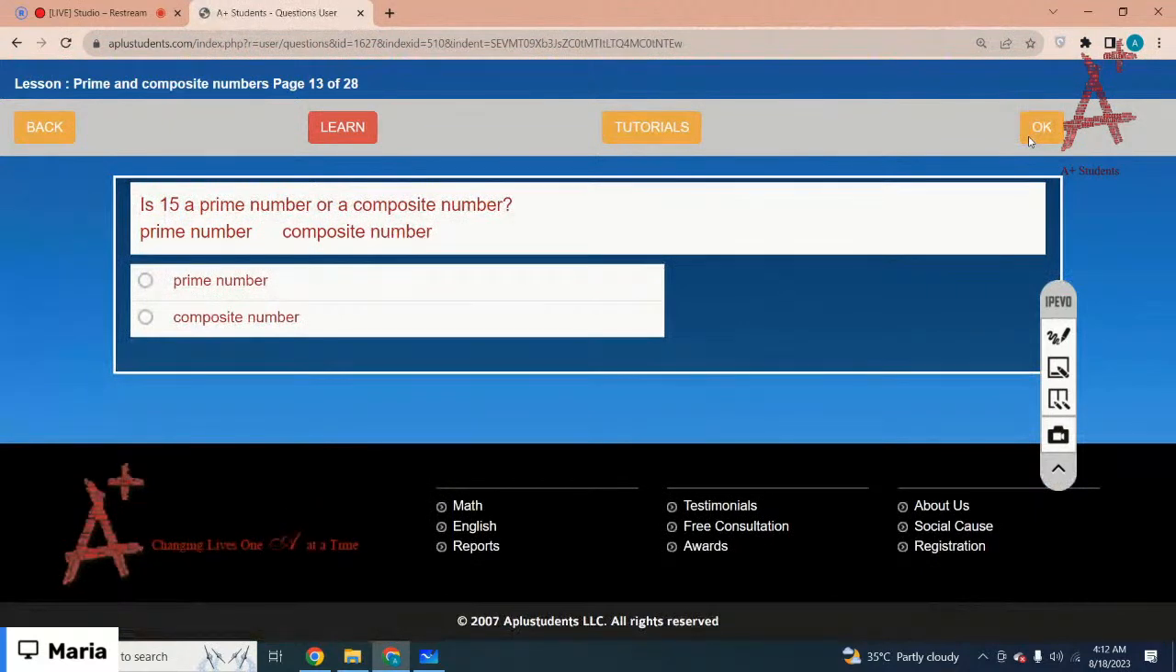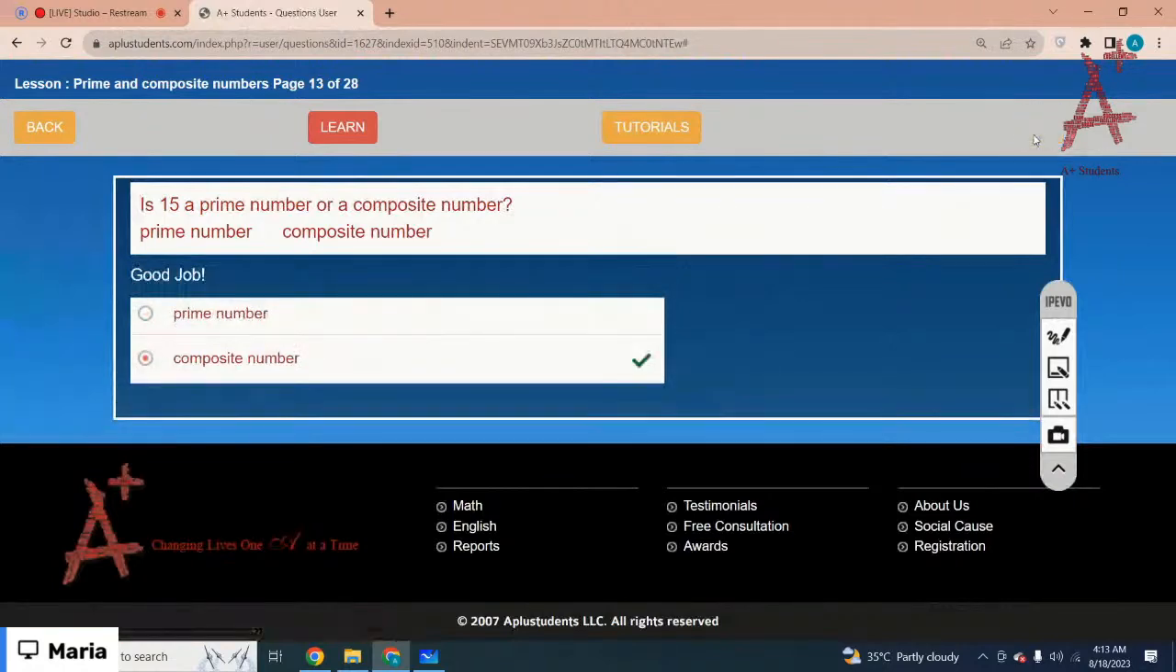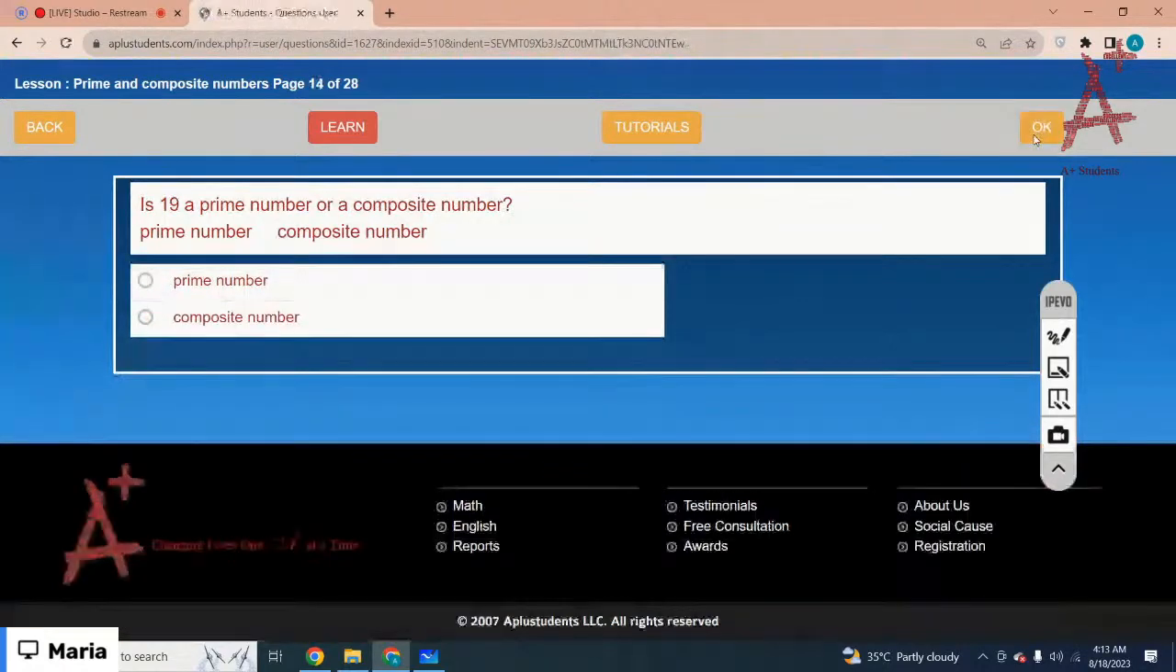Is 15 a prime number or a composite number? 3 times 5 makes 15, right? So 15 is a composite number. Is 19 prime or composite? 19 is a prime number. So the correct option is prime.